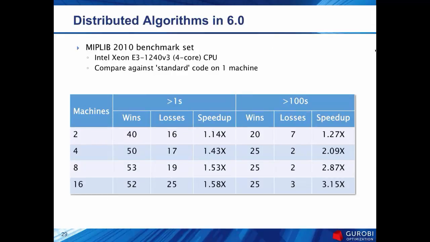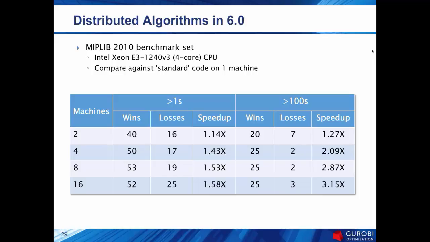So let's look at the change in performance as we go from 2 to 4 to 8 to 16 computers. Again, looking at this MIPLIB 2010 benchmark set on an Intel Xeon processor and comparing it against the standard code on one machine. So 1.0 means the solve time on one machine. With 2 machines, you get faster performance in 40 out of the 56 cases, and you get a speedup of about 1.14 across the full set of models, that is the models that solve in 1 second or greater. For the harder models, you get a greater speedup, 1.27x.